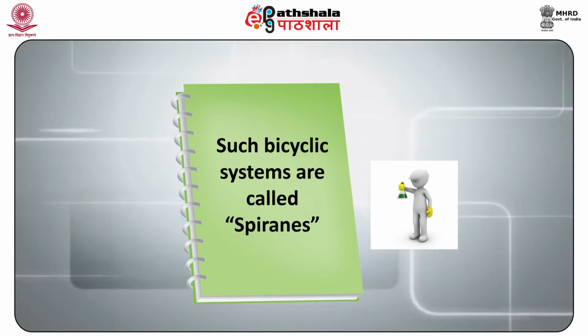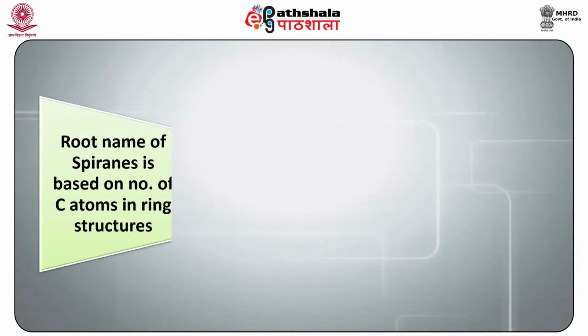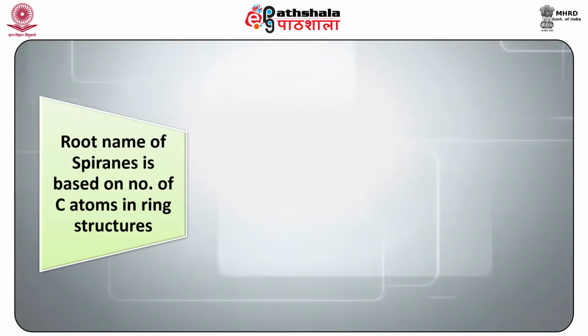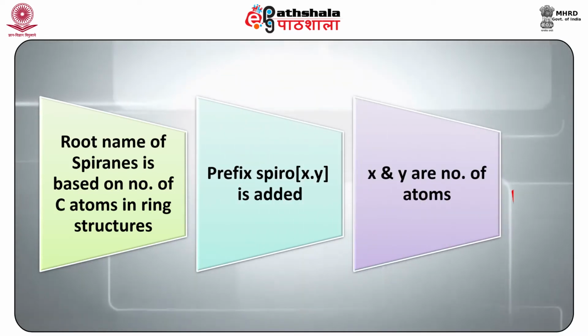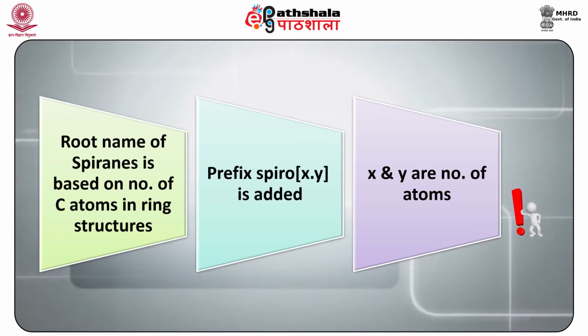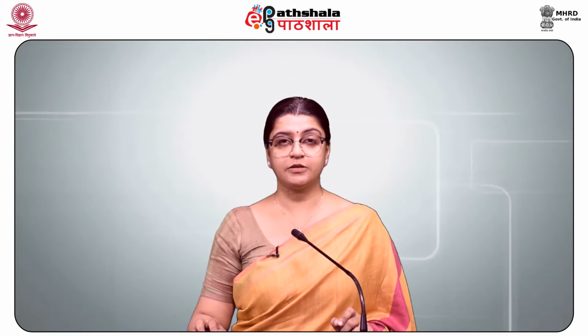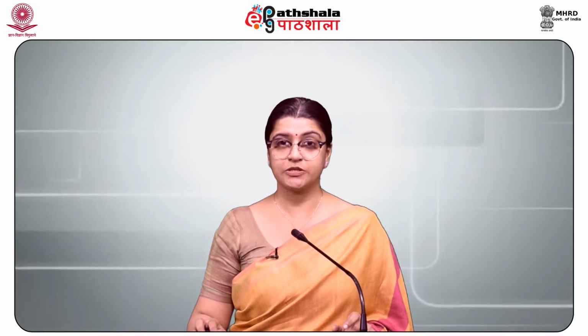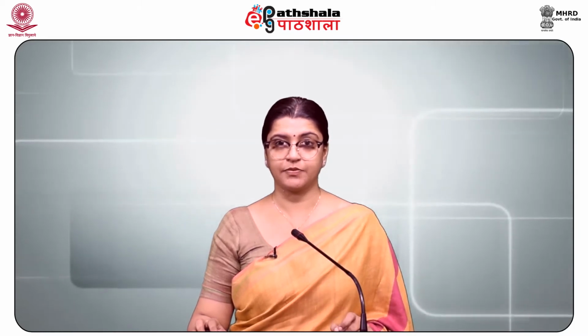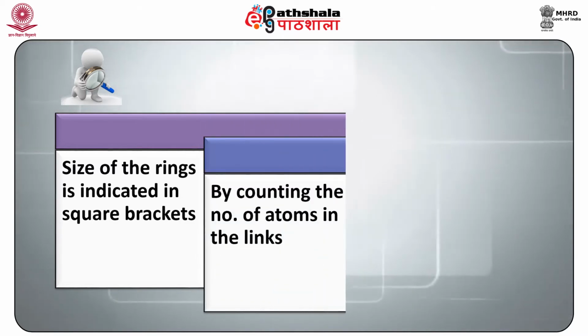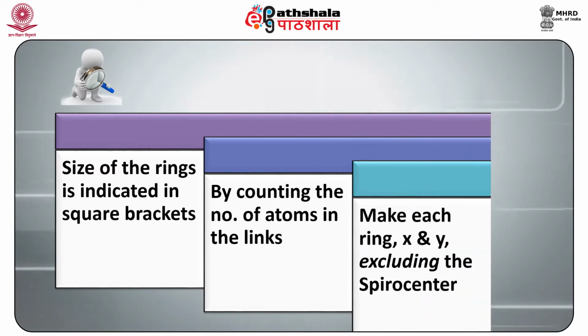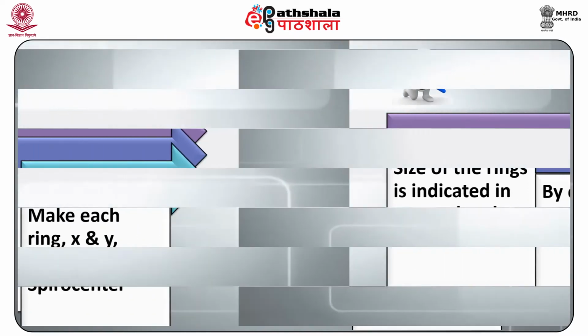are called spiranes. The root name of spiranes is based on the number of carbon atoms in the ring structures. We use the prefix spiro with square brackets, wherein we write the numbers of carbon atoms in each ring, in such a manner that the first number is given to the ring which is smaller in size, and the second number is given to the ring which is larger in size. The size of the rings is indicated in square brackets by counting the number of atoms in the links that make each ring, excluding the spiro center.